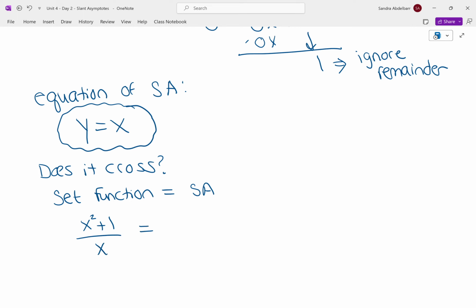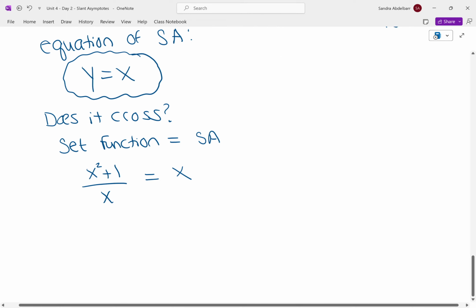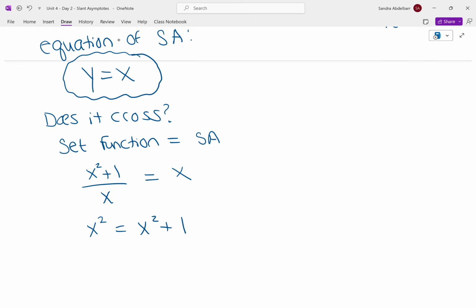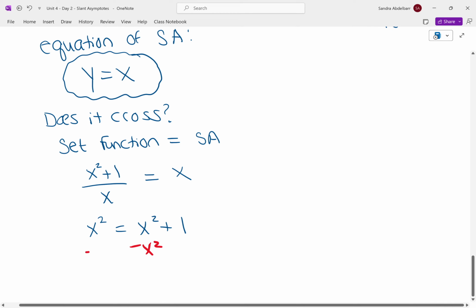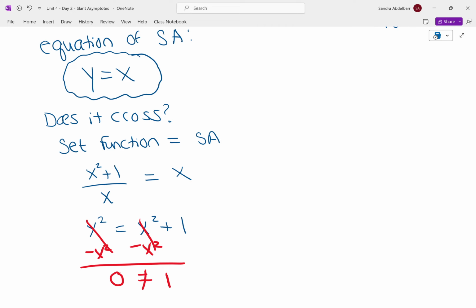So now remember, our function was (x squared plus 1) over x, equal to our slant asymptote, which is just x. Cross multiply, we get x squared equals x squared plus 1. The x squareds cancel. So then we end up with 0 equaling 1. Is that a true statement? No. So does it cross? No, it does not cross our slant asymptote.